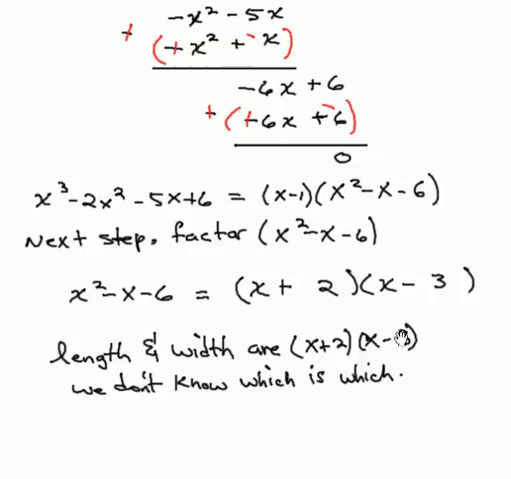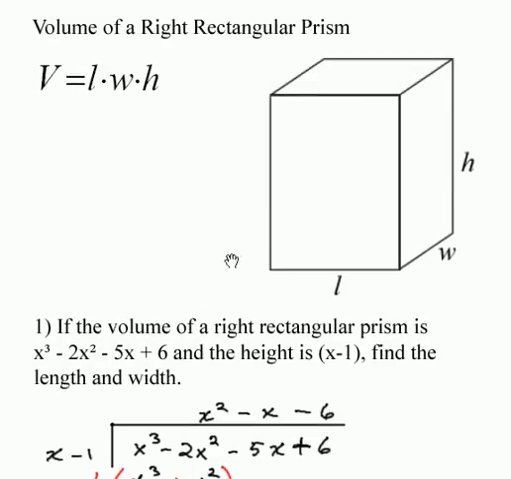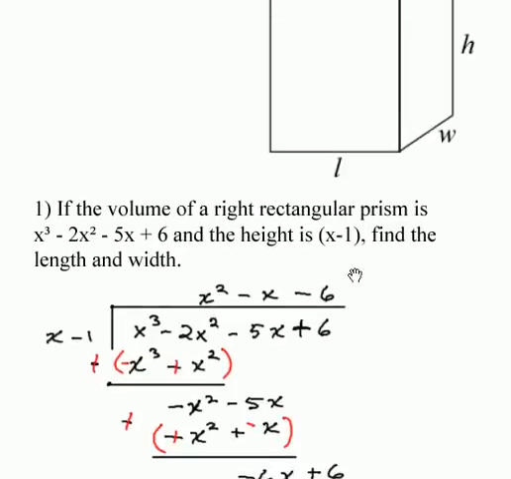So again, to do a quick summary of this problem, the state gave us a right rectangular prism. They told us the volume of it was x cubed minus 2x squared minus 5x plus 6. They told us one of the dimensions. They could have told us the length or the width. In this particular example, we told you the height. You need to do long division of that one dimension into the volume, and then take your quotient, in this case x squared minus x minus 6, and factor that. That factored into x plus 2, x minus 3.